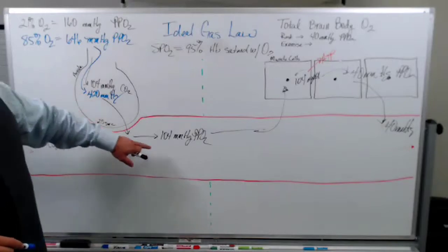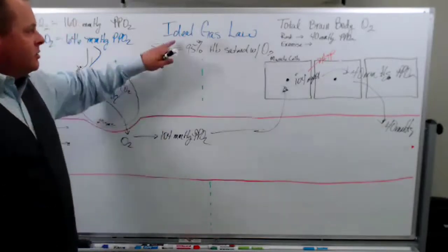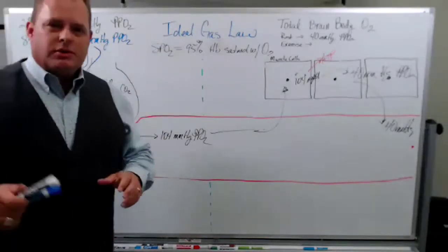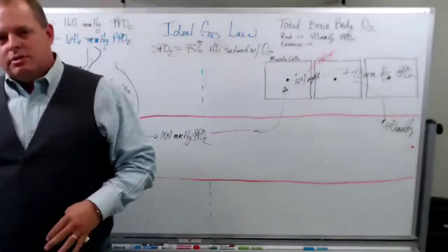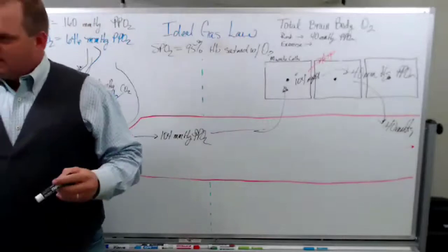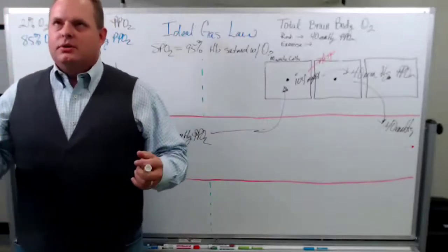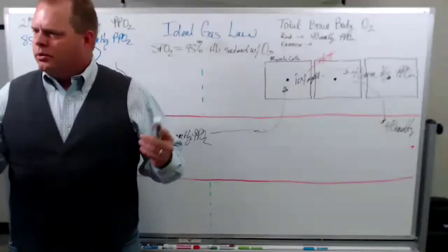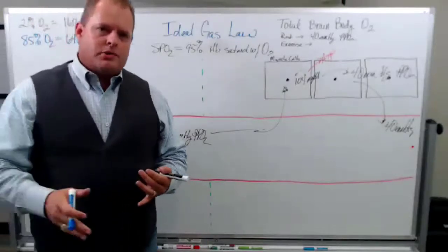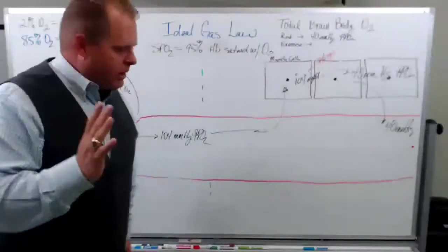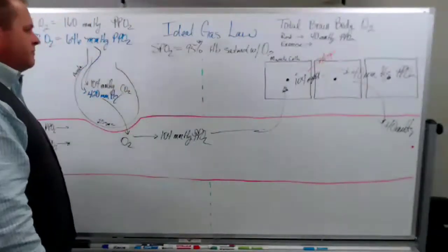Theoretically, it should be able to go up to 420 millimeters of mercury based on the ideal gas law. Now we start talking about how much O2 you can actually carry in solution per deciliter of blood. That's 0.03 milliliters of O2 per liter of blood times millimeters of mercury partial pressure. But we're not going to talk about that. That gets too confusing.